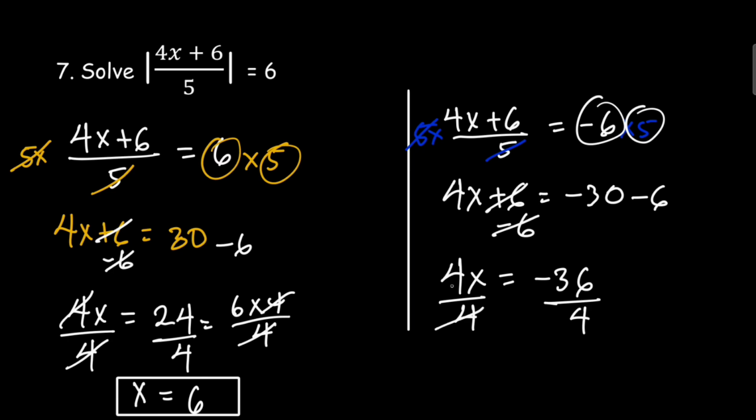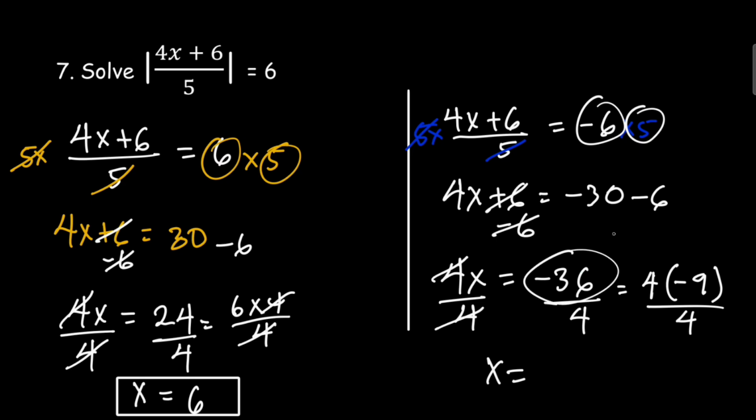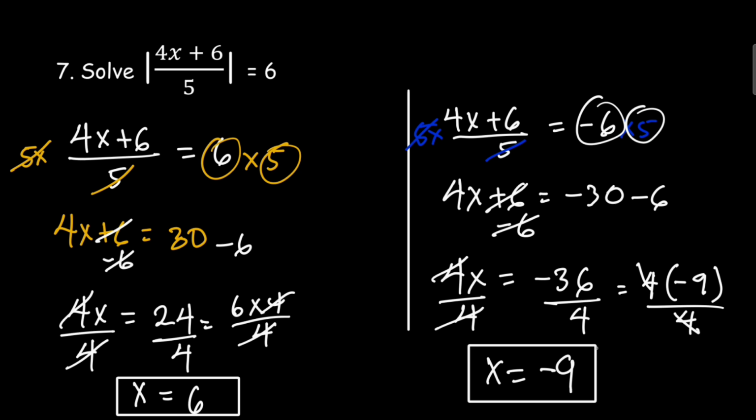And here you notice that this and this will go. Then we have x is equal to, now over here I can write this as 4 times negative 9 divided by 4, because 4 times negative 9 is negative 36, right? And it is clear that this 4 will cancel out this, then we are left with negative 9, and this is the other value. So that is pretty much it for this question.